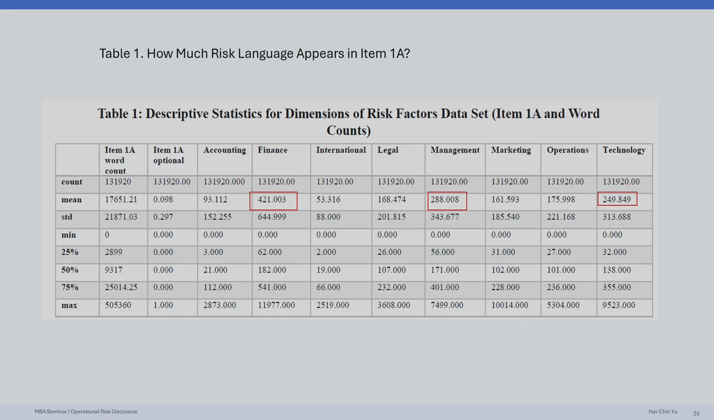And even for management, they have 200 more words or sentences. You have to give it to the model to let it tell that this is management risk, this is technology risk, and this is operational risk. Okay, so this is the table.